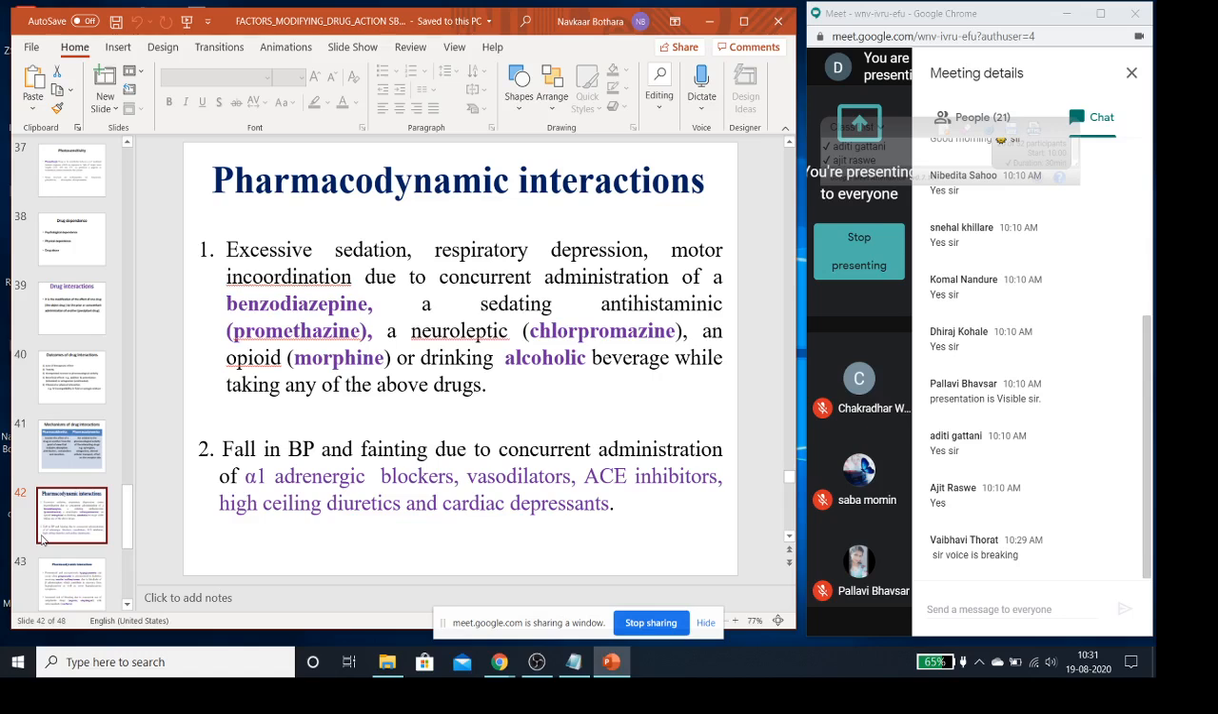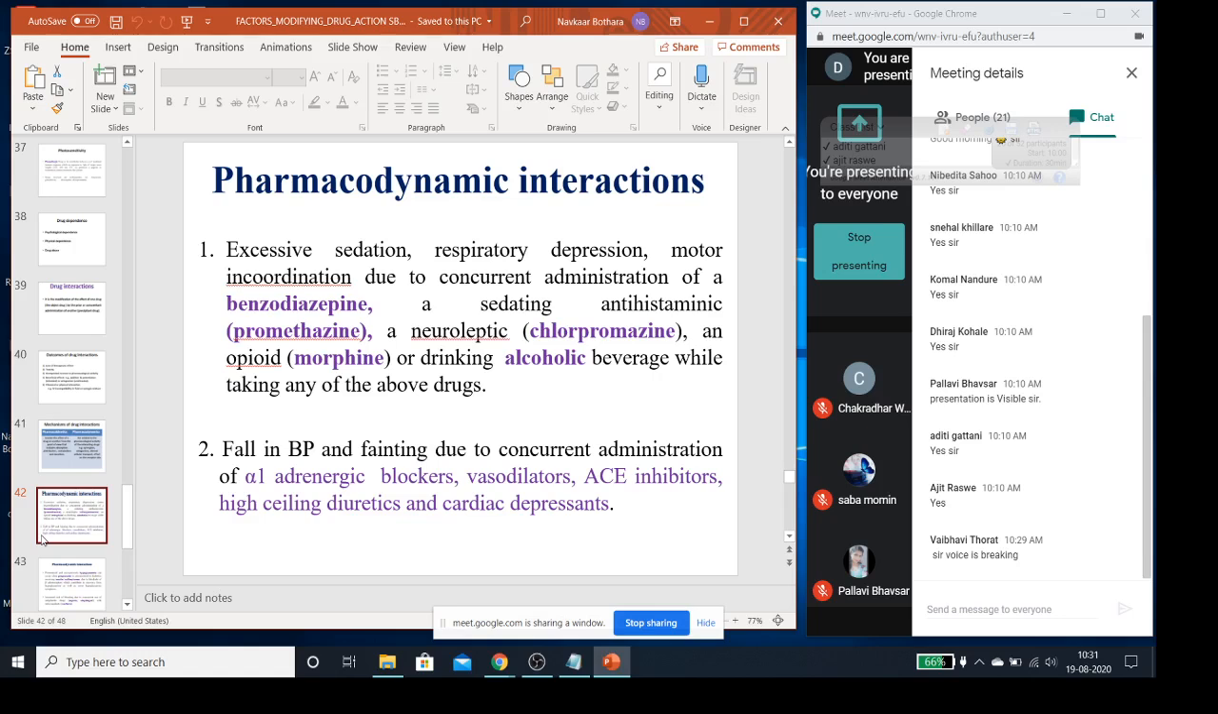If blood pressure falls, then it can cause a decrease in the blood supply, and because of that there will be fainting. Now this is what is happening. Why is it happening? Because the drug has activity beyond whatever activity was expected.